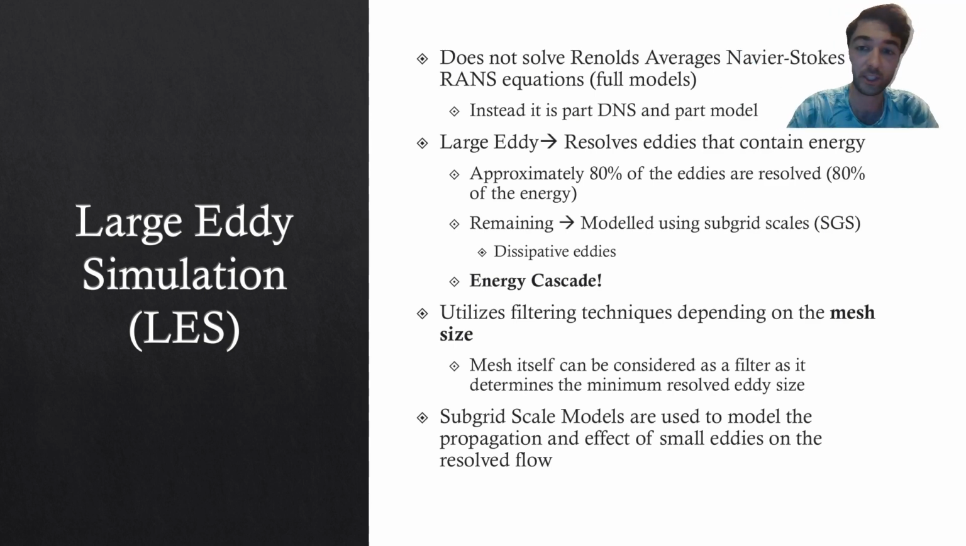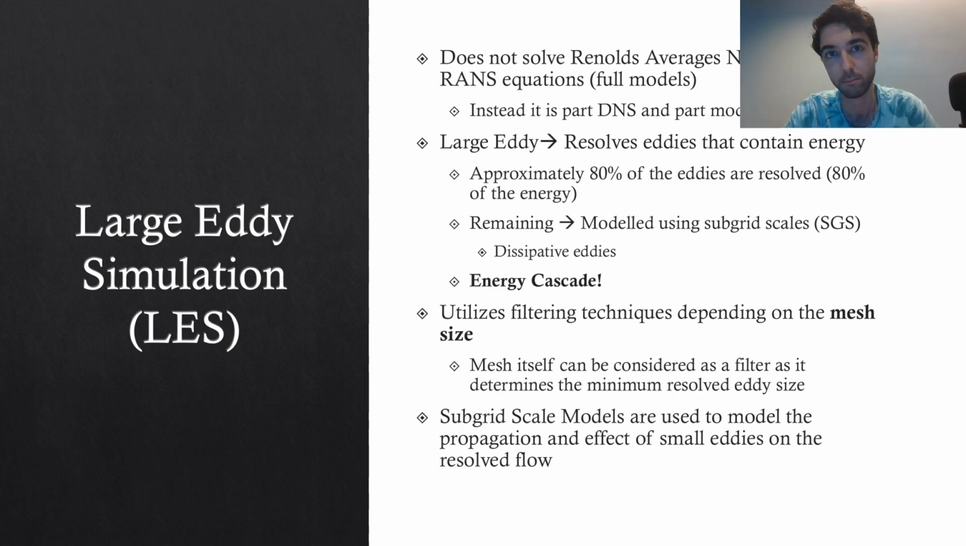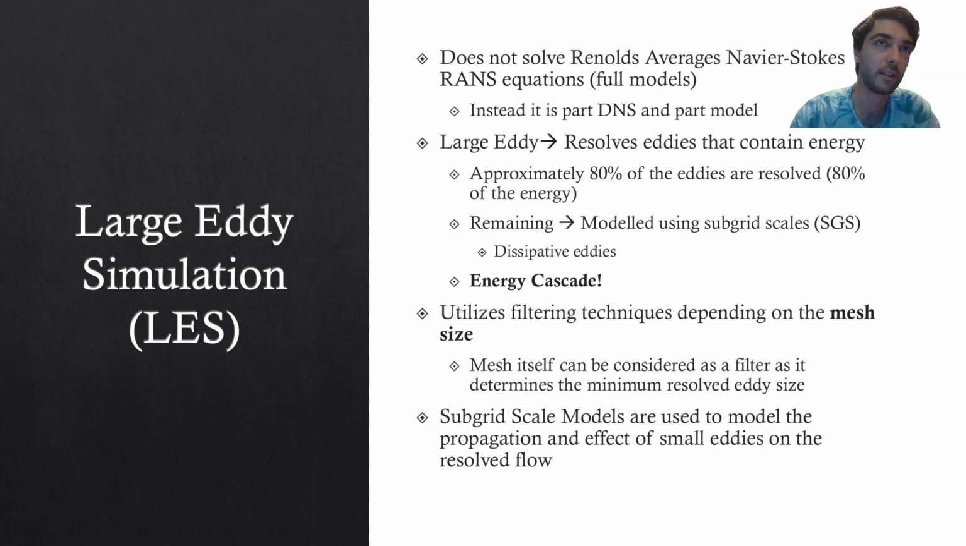Again, the mesh itself can be considered as a filter, as it determines the minimum resolved eddy size. For example, you have a 4 millimeter mesh size, your cell size. Up until 4 millimeters, it will resolve the eddies. But after the 4 millimeters, meaning the eddies that are smaller in size will be solved by the model. So yeah, it's part model, part direct numerical simulation, depending on your mesh size.